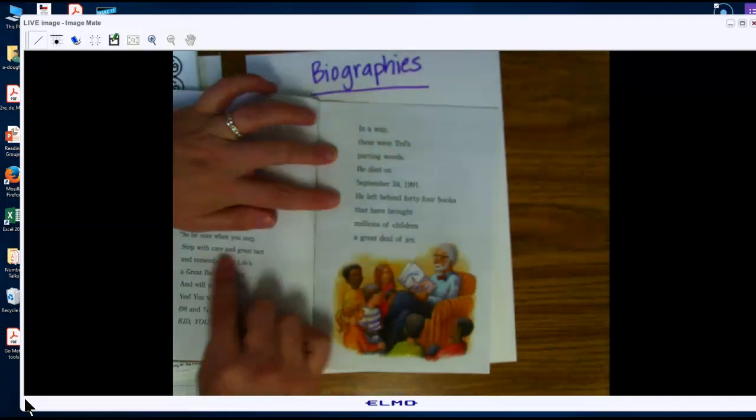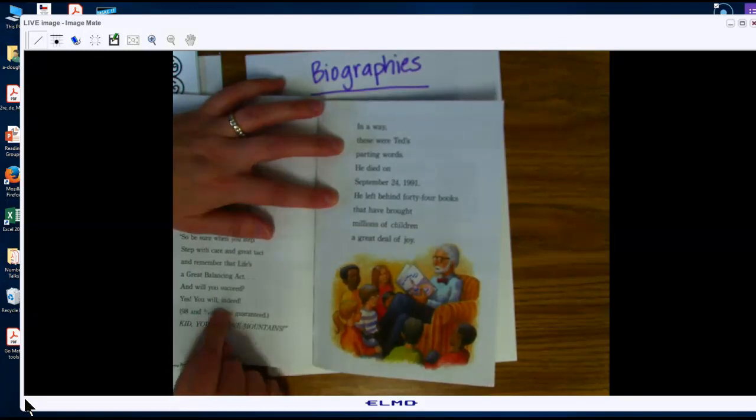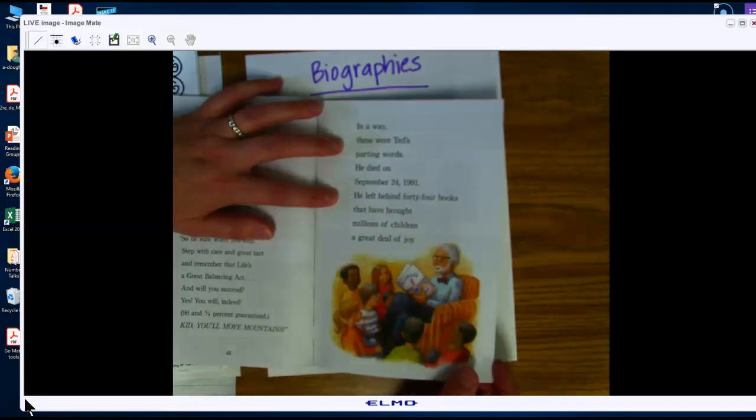So be sure when you step, step with care and great tact, and remember that life's a great balancing act. And will you succeed? Yes, you will indeed. 98 and three-quarters percent guaranteed. Kid, you'll move mountains. In a way, these were Ted's parting words.